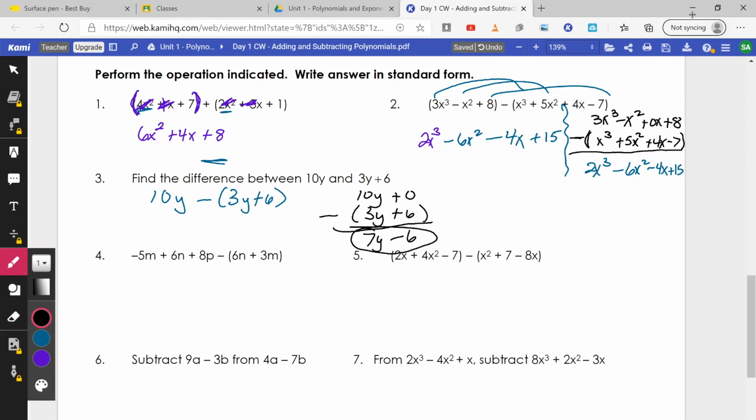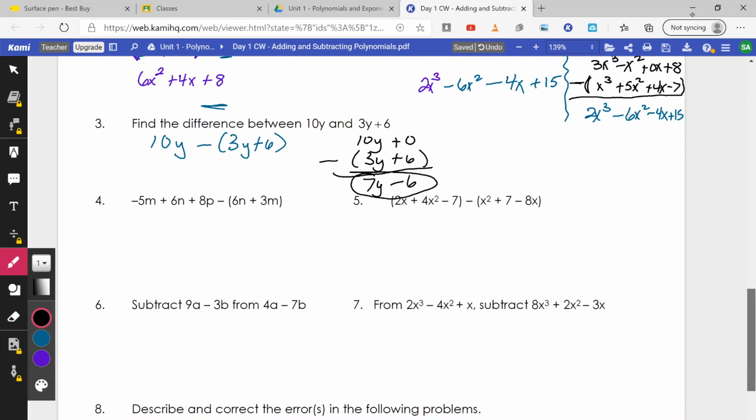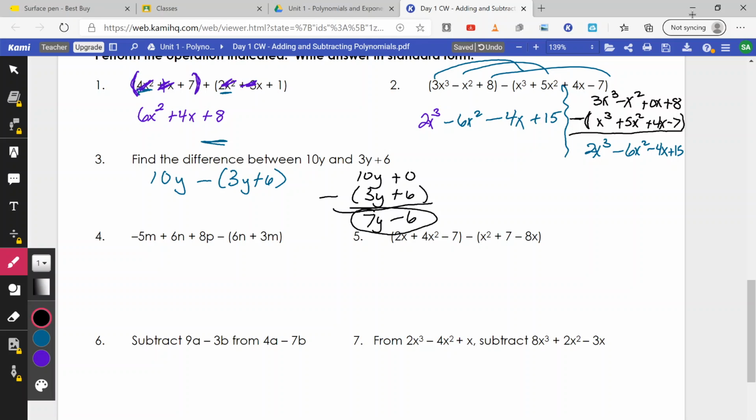Number 4, we're going to be doing the same thing. Negative 5m plus 6n plus 8p minus, in parentheses, 6n plus 3m. And again, we can only combine the items that are the same. So I can only add and subtract m's. I can only add and subtract n's. I can only add and subtract p's. I can't do negative 5 plus 6 plus 8 minus 6 plus 3. It doesn't work. You can only do the operations with m's, n's, and p's together.